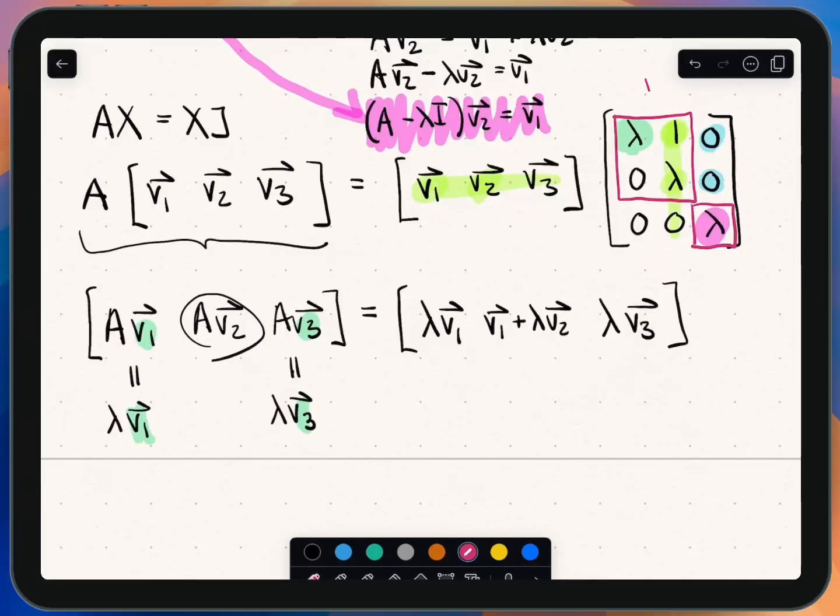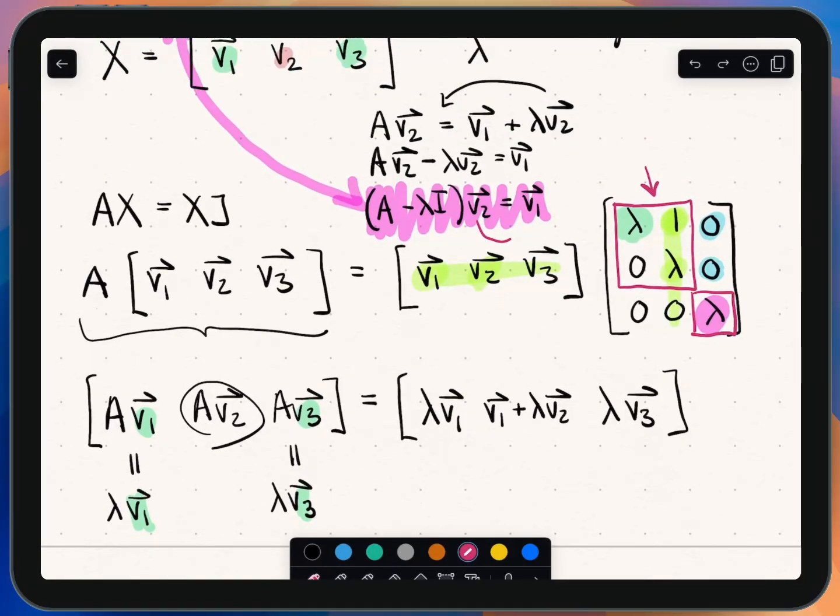And why did I put these in the block? Well, because we have this 1 here, it means that it's associated with this other lambda. And because we're associated with each other, we're derived from each other. We stay together a little bit. So that's why I put a box, because they are related. Because V2 directly gives us V1 when multiplied by A minus lambda I. And this is exactly a Jordan chain.